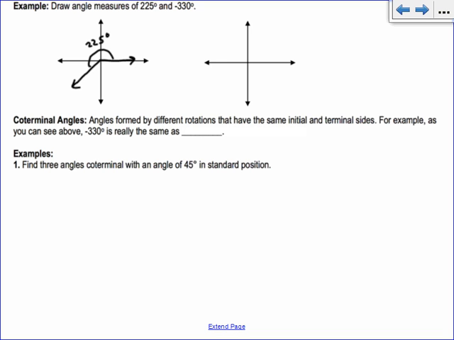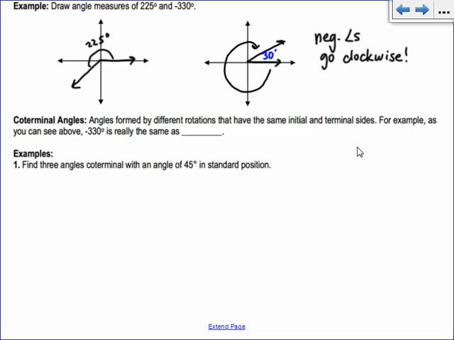All right, and negative 330. For negative angles, they go clockwise. Negative angles will go the opposite direction. What we were doing for 225 was opening up counterclockwise. Does that make sense? So what we're doing now is starting with our initial ray and going backwards 330 degrees. How much will be left? A little bit, 30 degrees.